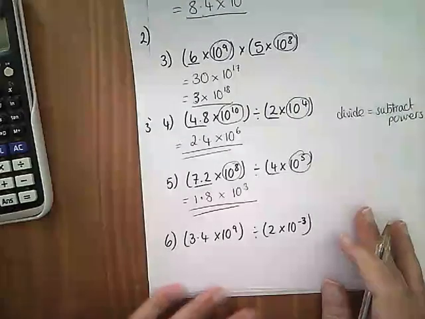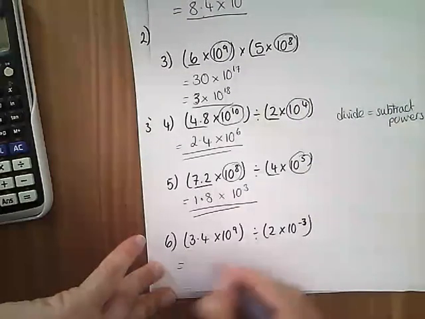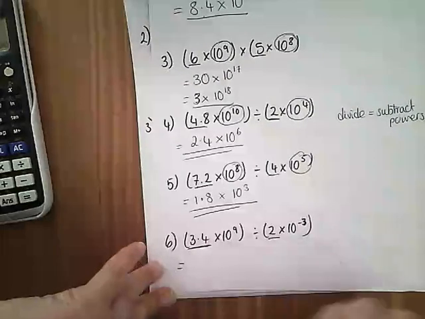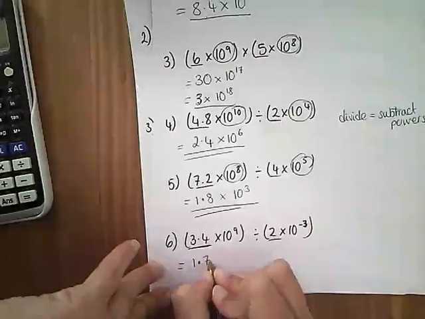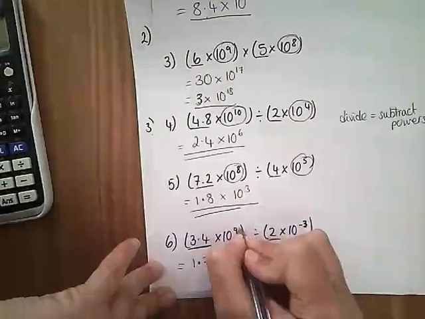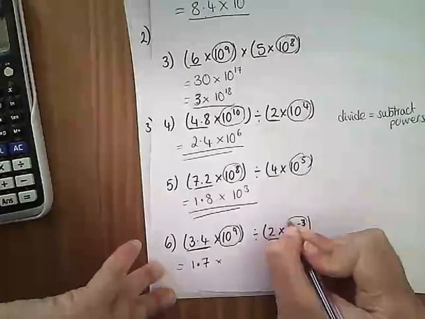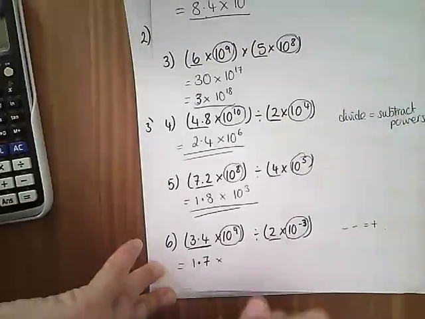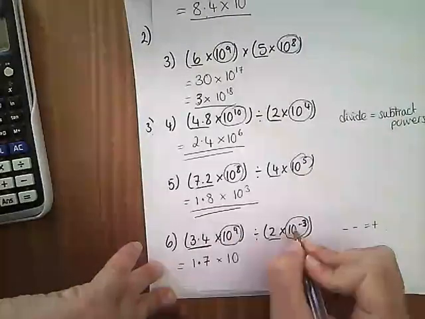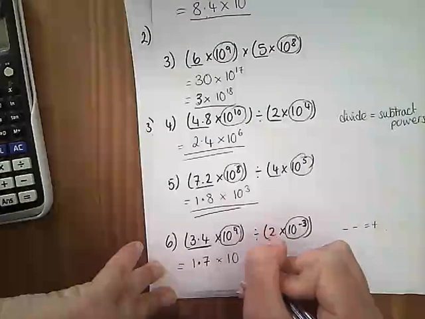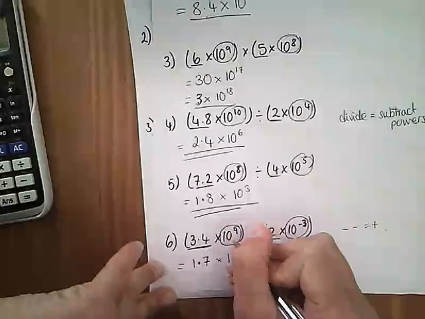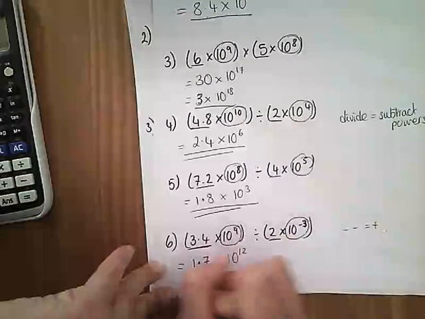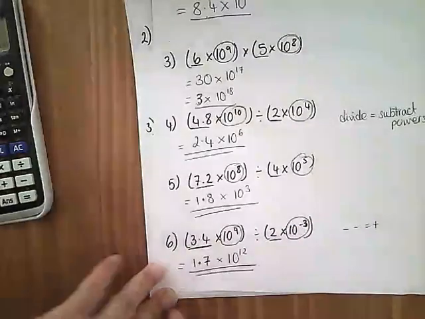Okay, last one. 3.4 times 10 to the 9 divided by 2 times 10 to the negative 3. So 3.4 divided by 2 is hopefully 1.7. Then we've got 9 minus 3. What happens when you minus something? It becomes a plus. So 10 to the 9 divided by 10 to the negative 3 is 10 to the 9 plus 3, which is 12. So it's 1.7 times 10 to the 12.